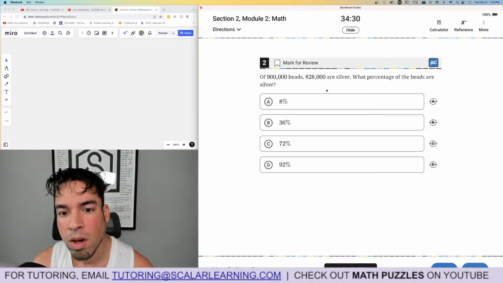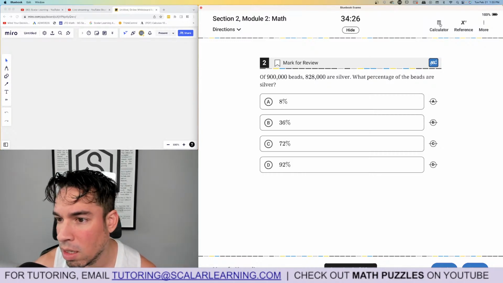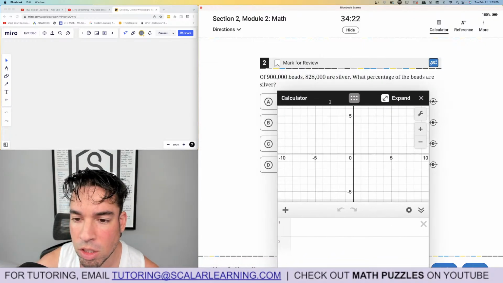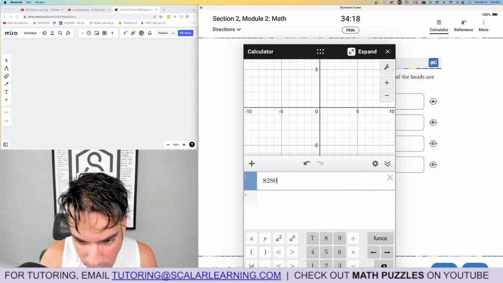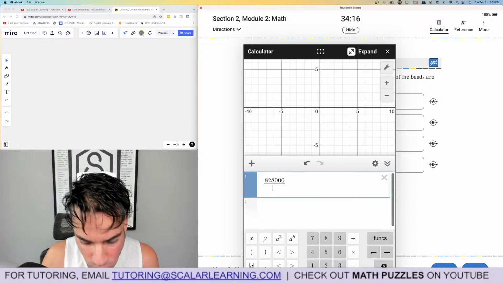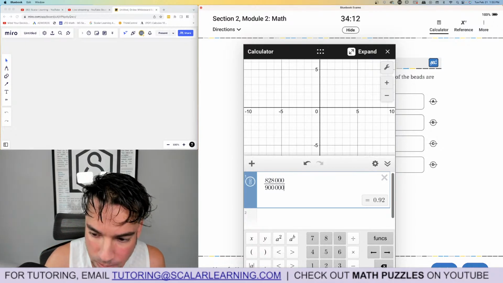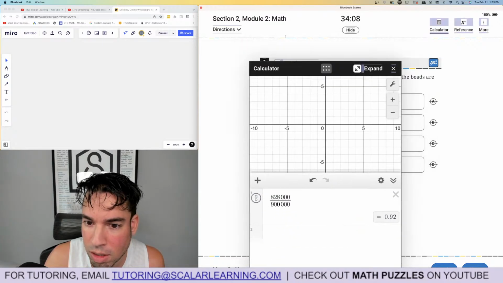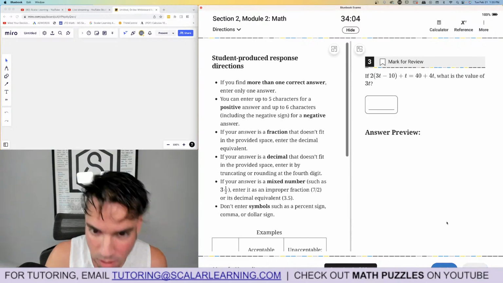Oh, cool. Okay. Of 900,000 beads, what percentage of the beads are silver? So again, let's use the calculator. We've got 828, I'll do 828,000, even though we don't necessarily need it. I could have done 828 out of 900, but let's just go the full thing. And there's the percentage, 92.0, which is 92%. So boom, 92%, done. Next.